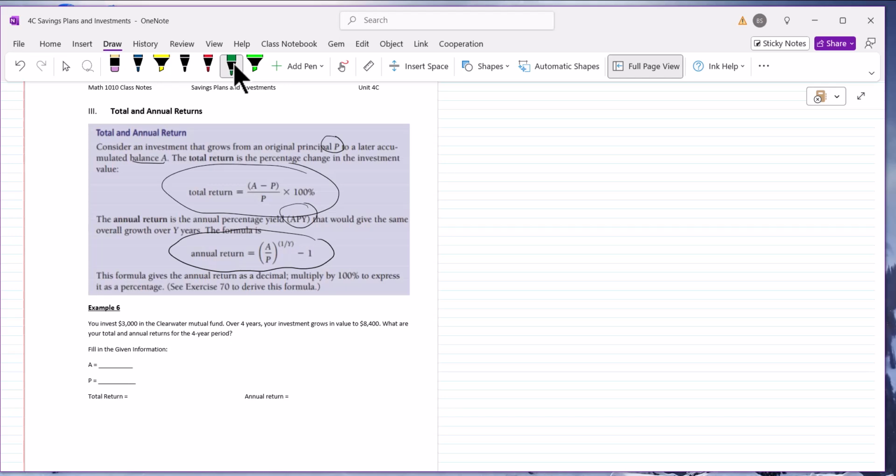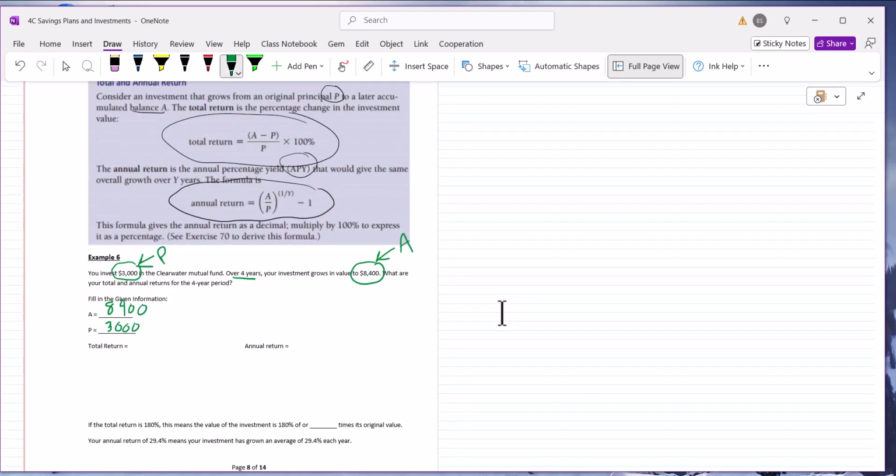Example 5 says you invest $3,000. Over 4 years, your investment grows to $8,400. Which one is A and which one is P? That's what you have to understand. A is the future amount. P is at the beginning of time. So write down in the answer blank $8,400 for A and $3,000 for P, and then we're just going to do exactly what the formula tells us to do.